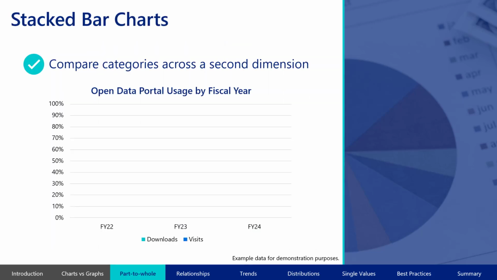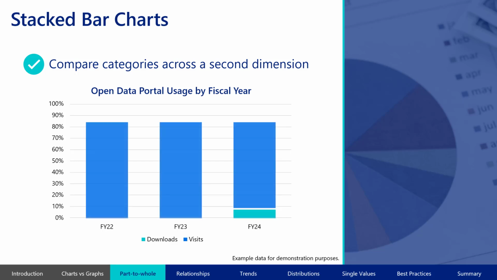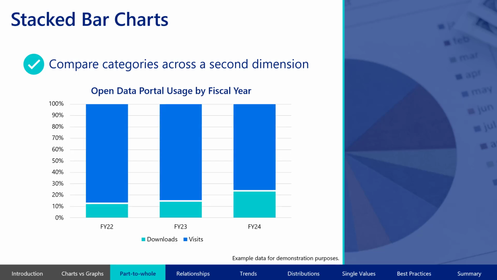If you want to compare the parts of a category over a second dimension, such as time, 100% stacked bar and column charts are an option. For example, let's say you want to compare the proportion of views and downloads for data published on the Texas Open Data Portal for different time periods.